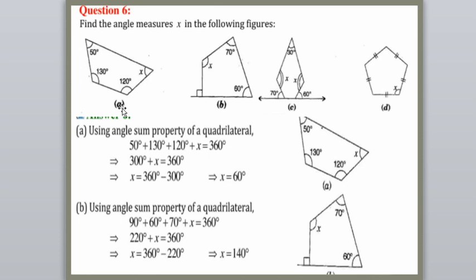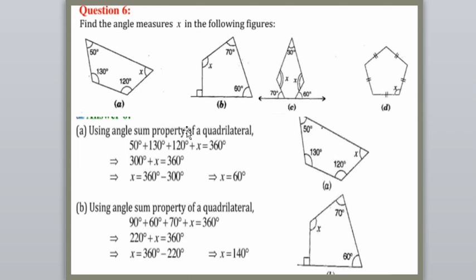So the first figure is given, that is a polygon with 4 angles and 4 sides, and a polygon with 4 sides we know is a quadrilateral. So by using the angle sum property of a quadrilateral we will find the measure of the unknown angle. We have already used the formula for the angle sum property of a given polygon. The formula is (n minus 2) into 180 degree, where n is the number of sides of the polygon.